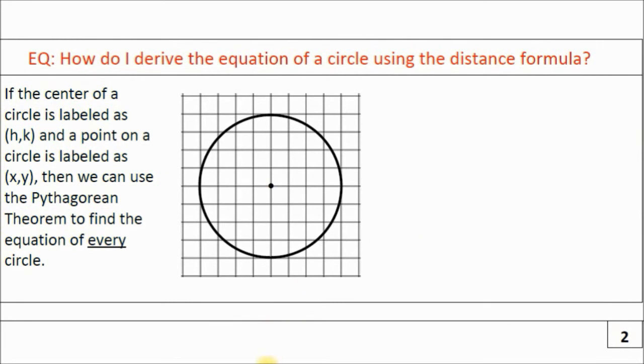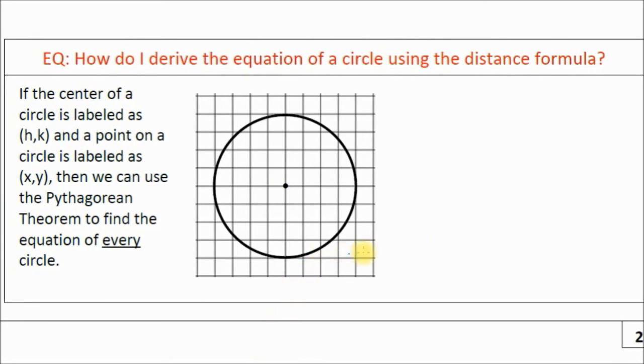And here's our essential question for the bottom flap of section 2. How do I derive the equation of a circle using the distance formula? So write that essential question and then continue the video. If the center of a circle is labeled as (h, k), so let's go ahead and do this. Let's label the center of our circle as h comma k. And a point on the circle is labeled (x, y). Let's go up here and pick a point on the circle, and we'll label this as (x, y).